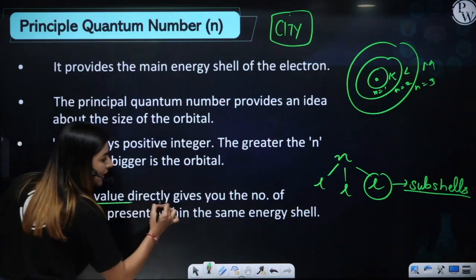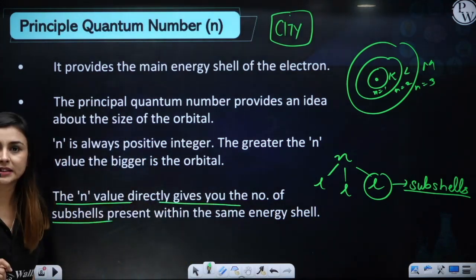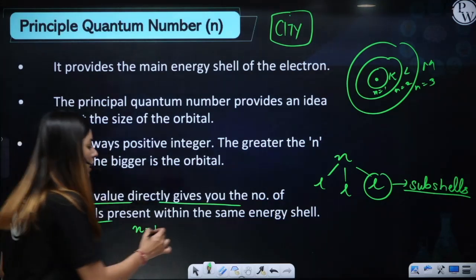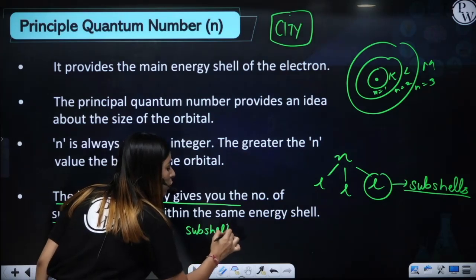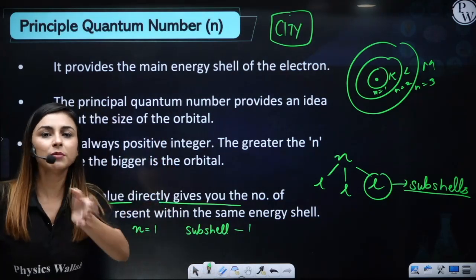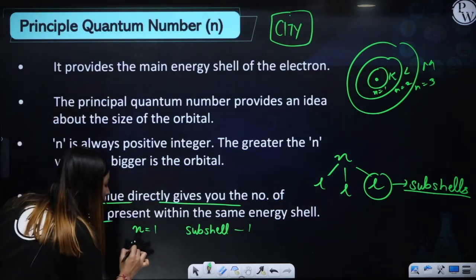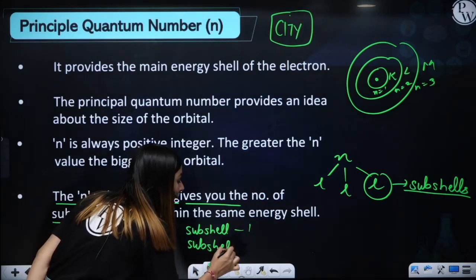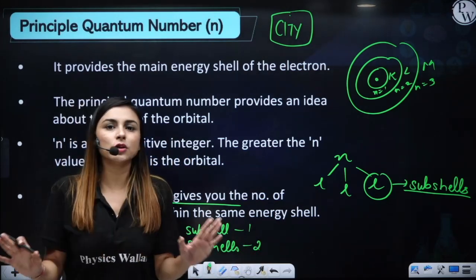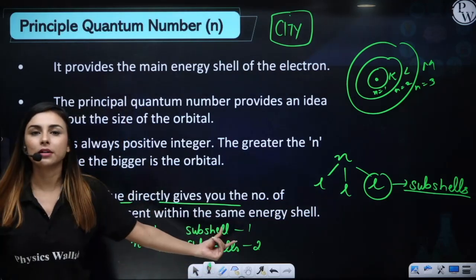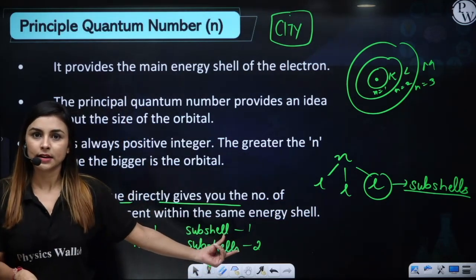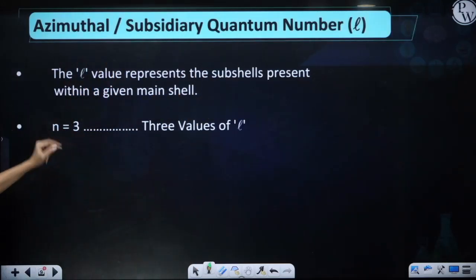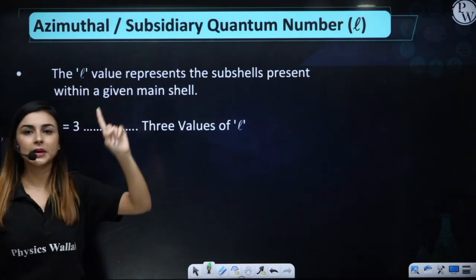Now, come back to this point. The n value directly gives you the number of subshells. This means that if your principal quantum number is 1, then how many subshells will you have? Ma'am, we will have 1 subshell. Number of subshell is 1. What is the name? That we will understand right now. Next, if you have n is equal to 2, your principal quantum number is 2, then you will have 2 subshells. What will be their name? That I'll tell you, right? But you know the number of subshells. You know the number of sectors in a city, right? Yes, perfect. Now, the Azimuthal or subsidiary quantum number is denoted by l. The l value represents the subshells present within a given main shell, right?